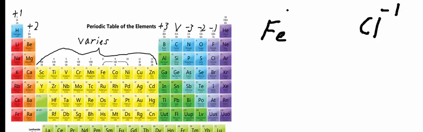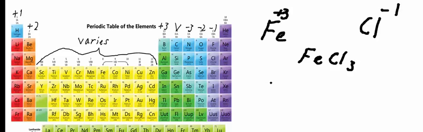Now this time I'm going to say that this particular iron has a 3+ charge, or a +3 charge. So we can go ahead and make our formula. This would just come out to 1 iron and 3 chlorines once we crisscross. That would be the correct formula.